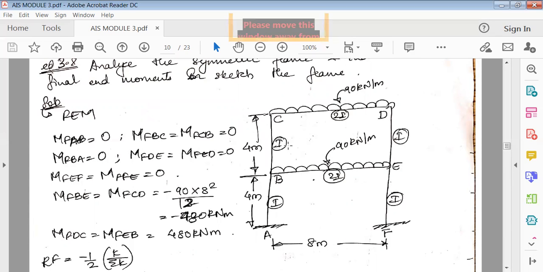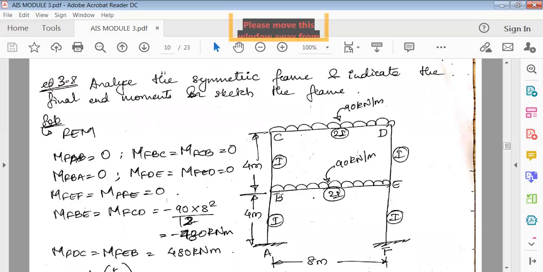Now you can see it is a symmetric frame because BE is loaded and CD is also loaded. The meaning of symmetric is, if you cut the frame exactly at the center and flip it over, it is going to be identical. If you cut it across and see the left side and the right side, both will be the same. That's how it's called symmetric.